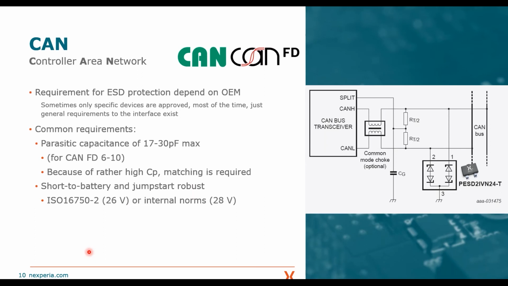Okay, we'll move on to CAN, and there, as you know, there are a lot of variants available, starting from low-speed CAN to high-speed CAN. CAN FD is now very popular, and also CAN XL is in discussion and will probably come in the next years.